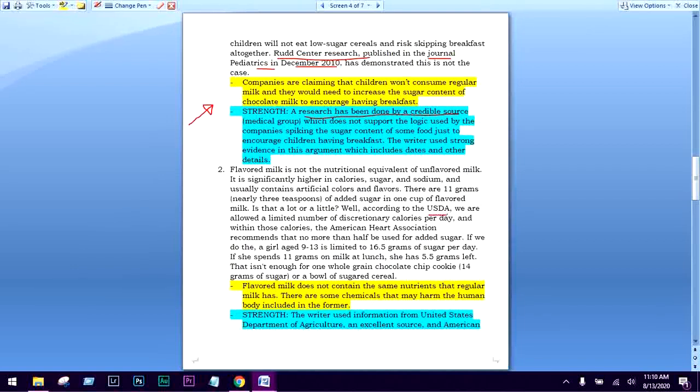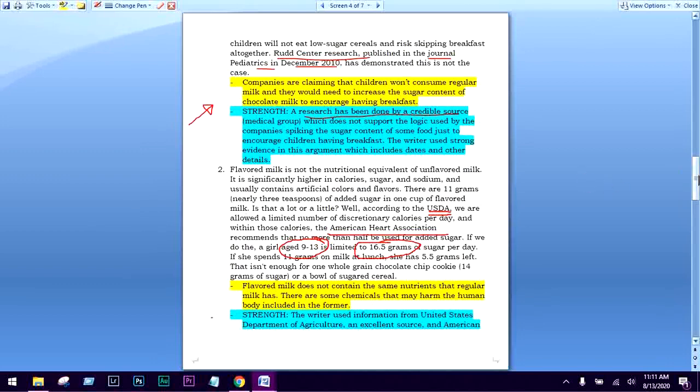They made data. They tried to indicate data from USDA, from the American Heart Association, which is really good. They even included numbers, like how many grams of sugar is the proper intake, or the limit, for a child attending school. So this one you should highlight, and that's what you should write on your essay.